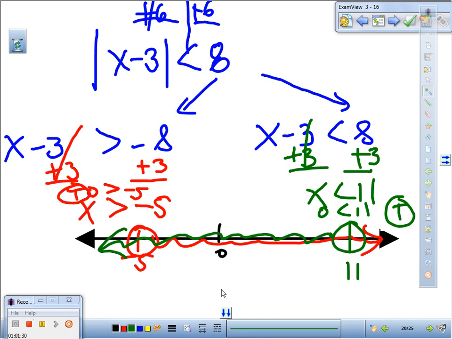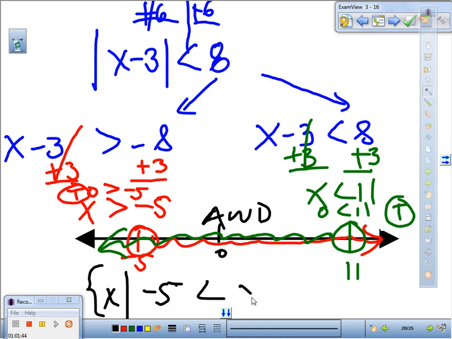So what do you guys notice? They overlap, so this is a what? And. Therefore, let's write our solution set. Solution set of x such that negative 5, what else? Less than x less than 11. And we're done. Let me zoom out.